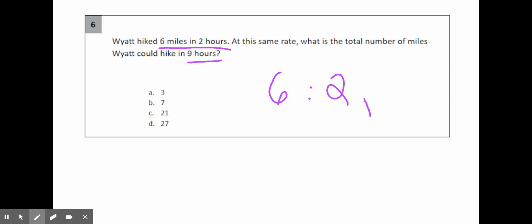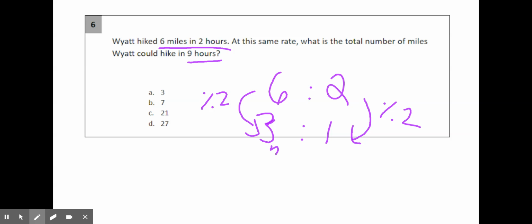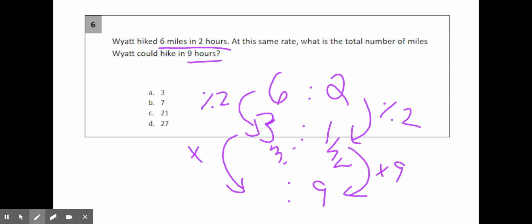We should figure out what our ratio would be if we had 1. So to get from 2 to 1, we just divide by 2. So then we just divide our 6 by 2, and we get 3. So now we know that we get 3 miles for every 1 hour. So to get from 1 to 9, we multiply by 9. So then our answer is whatever 3 times 9 is, which is 27. And that's D.